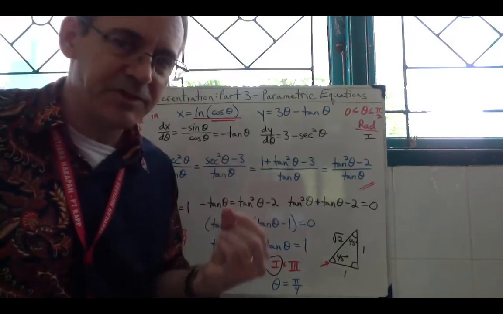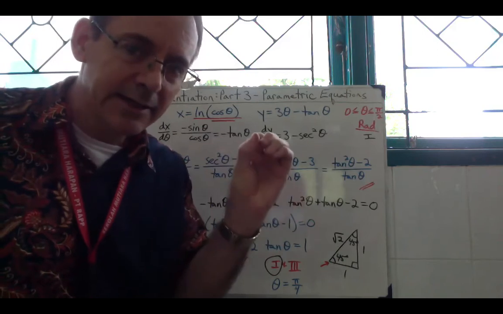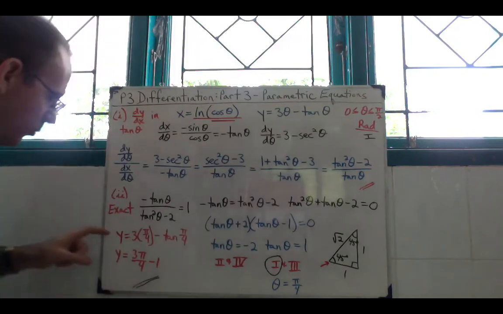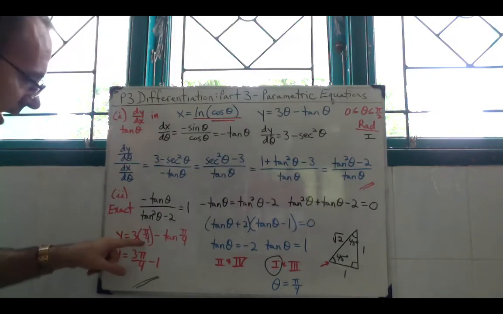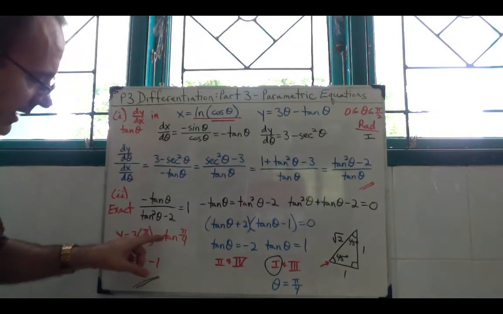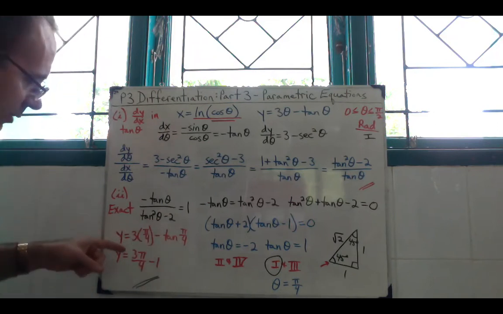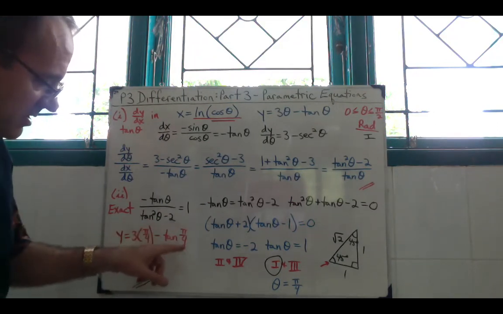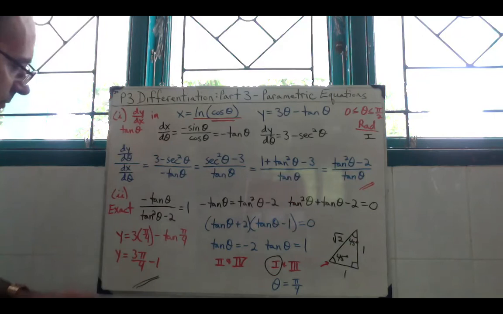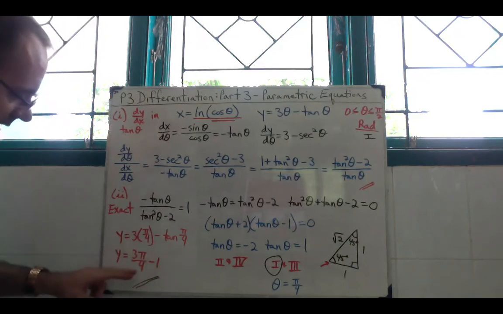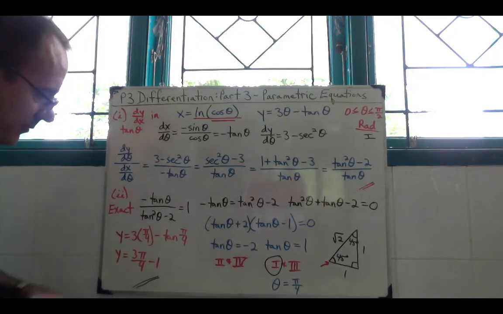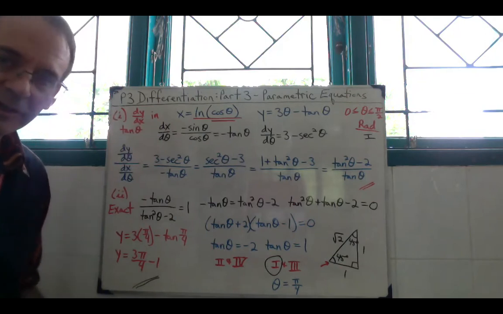And the question specifically asked for the y coordinate. So up here we have our equation for y, and all we need to do is plug in the pi fourths for the theta. So we have 3 times pi fourths minus tangent of pi fourths. And so we get 3 pi fourths minus 1, because tangent of pi fourths is 1. And this then is our simplified, or our exact, y coordinate that fits this particular question.